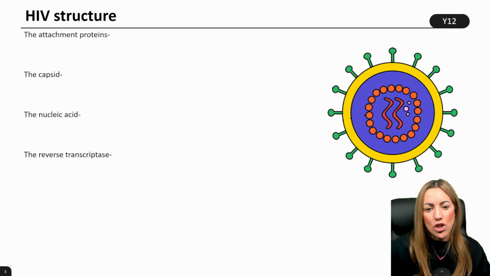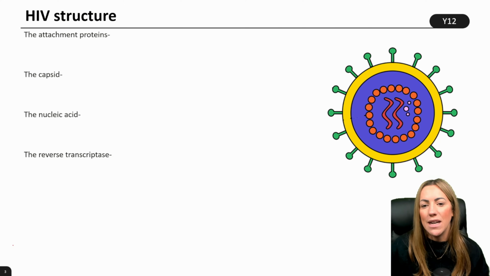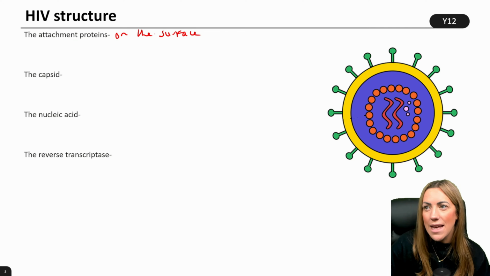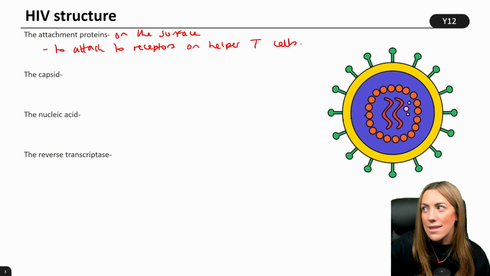Let's have a look at the structure. Now, we did viral structure in a previous video that we posted recently, but that was general viral structure. Now we're thinking specifically about HIV as a virus. So it has attachment proteins on the surface, and they are there to attach to receptors. Now, in general, we could just say attach to receptors on host cells, but we know that HIV infects helper T cells. So I'm going to say to attach to receptors on helper T cells.